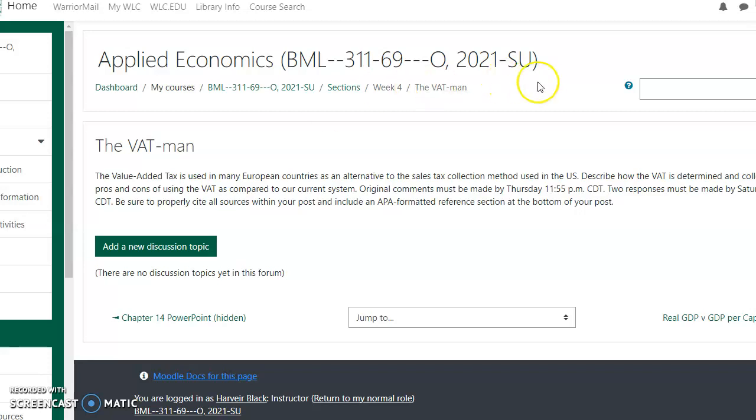Taking a look at the discussion post here. One of them is called the value-added tax in European countries. What you're going to be doing is using this as an alternative to the sales tax collection method that's used in the U.S. You're going to describe how the value-added tax is determined and collected. You're going to discuss the pros and the cons of the value-added tax compared to our current tax system.